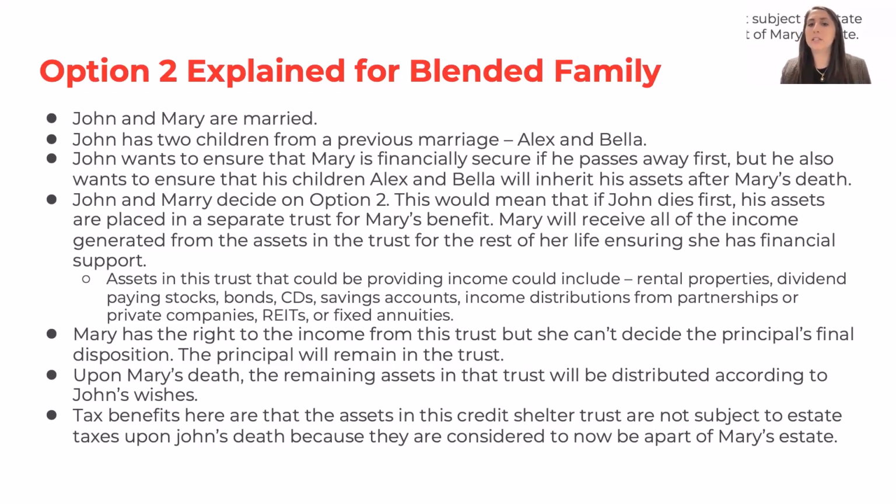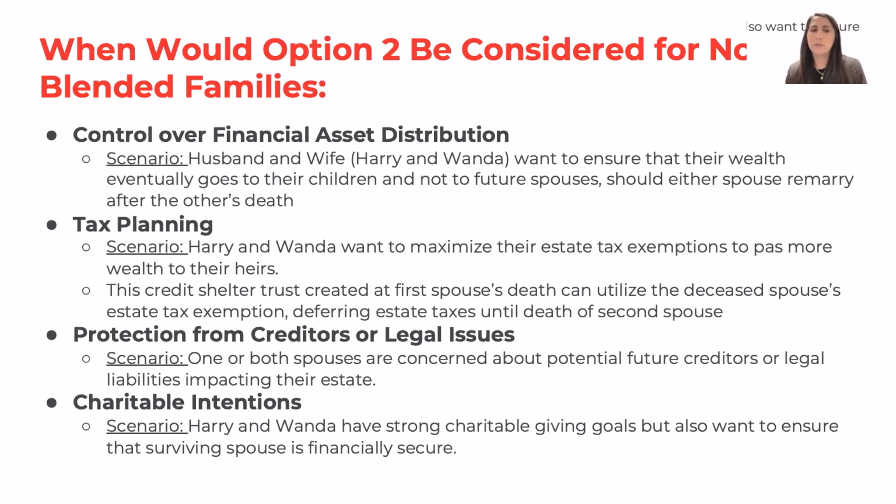For option 2, no step up in basis until Mary dies. Correct. That's usually when the basis, yeah. Who makes sure that the rules of the estate are enforced once a trustee is handed over the estate? Well, the trustee has a fiduciary duty to manage everything. We're going to get to that in a second, but essentially, beneficiaries are entitled to copies of all of the estate planning documents, and if they feel like they are not being treated correctly, they have a legal claim against the trustee. So they could remove the trustee depending on the terms of the trust, or they can sue the trustee if some egregiousness is happening. So when would option 2 be considered for non-blended families?